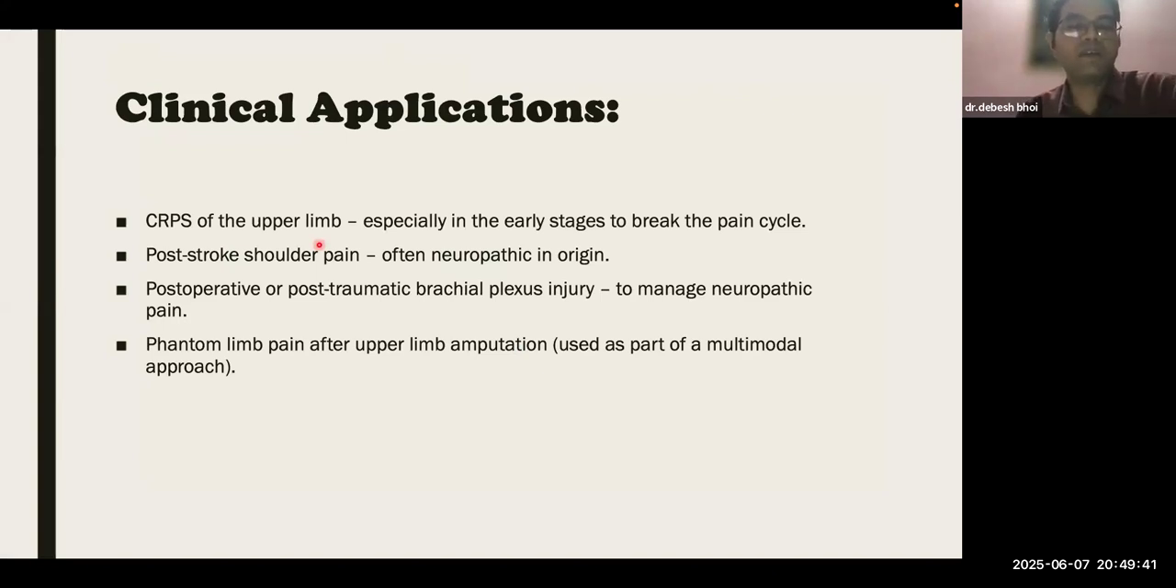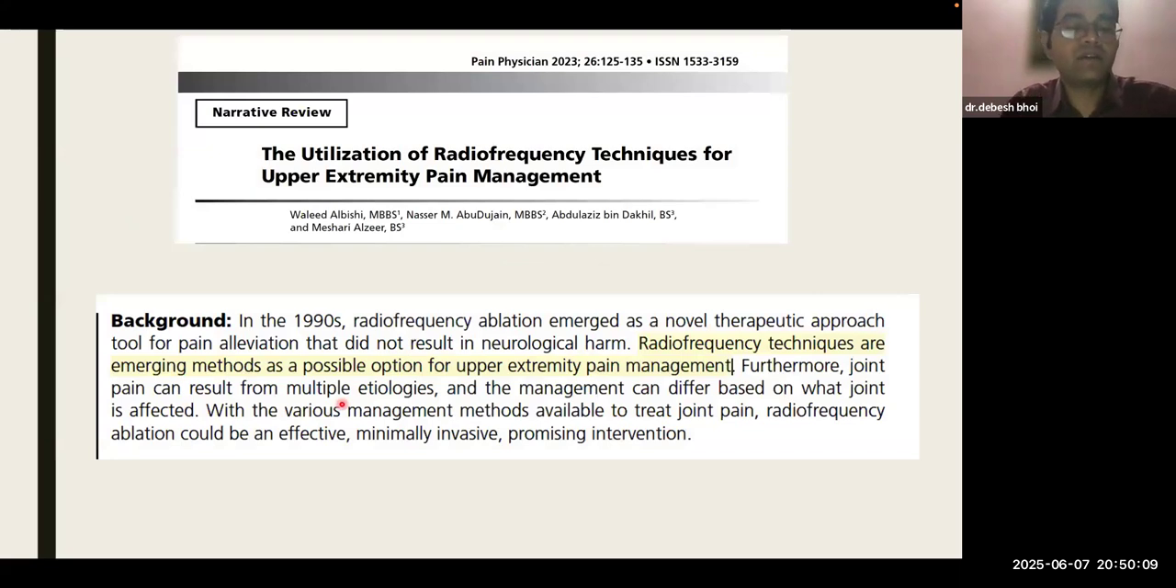Let's go to some of the evidence, what exactly it can help with, or whether there is literature showing the use of knowing this area. One is CRPS of the upper limb, where in the early stages it can sometimes break the pain cycle. It might be post-stroke shoulder pain of neuropathic origin, post-traumatic brachial plexus injury with neuropathic pain, or stump pain. After multimodal management, if it is still not controlled, you can do a brachial plexus block so that you can have good relief. This is the narrative review of Albetsi et al.